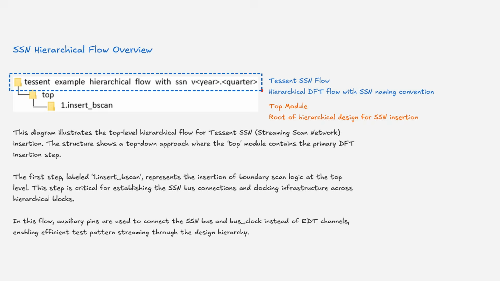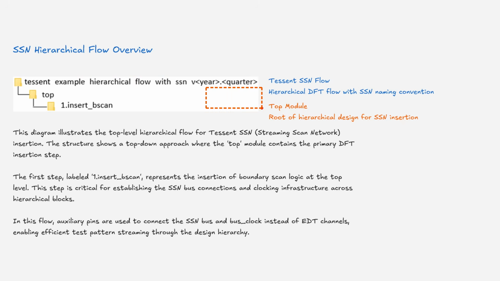This diagram illustrates the top-level hierarchical flow for Tessent SSN, streaming scan network, insertion. The structure shows a top-down approach where the top module contains the primary DFT insertion step. The first step, labeled 1. insert BS scan, represents the insertion of boundary scan logic at the top level. This step is critical for establishing the SSN bus connections and clocking infrastructure across hierarchical blocks. In this flow, auxiliary pins are used to connect the SSN bus and bus clock instead of EDT channels, enabling efficient test patterns streaming through the design hierarchy.